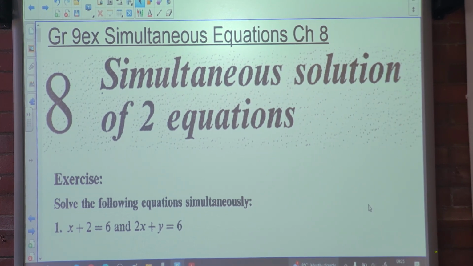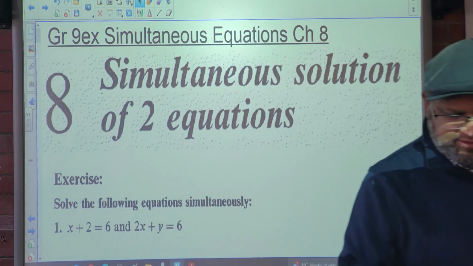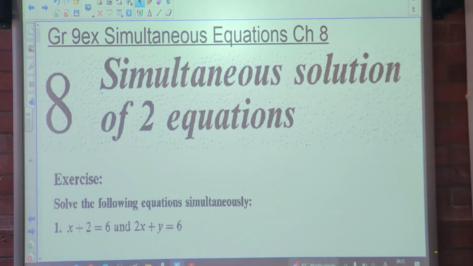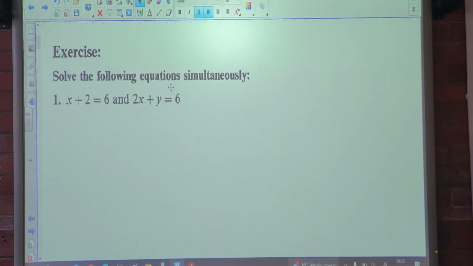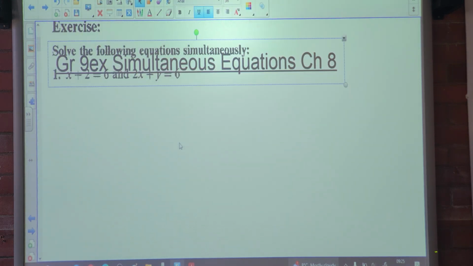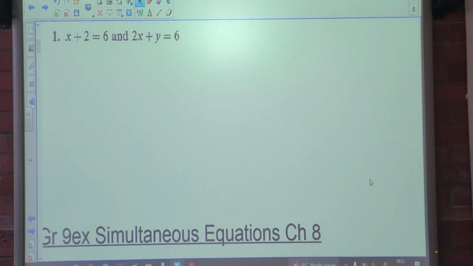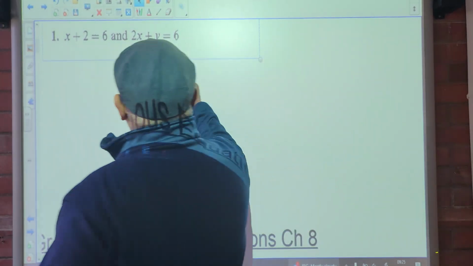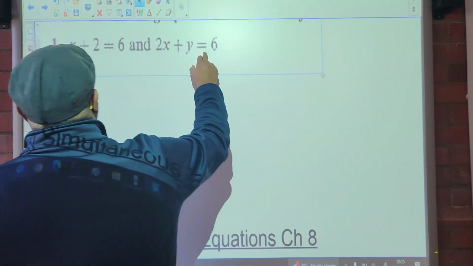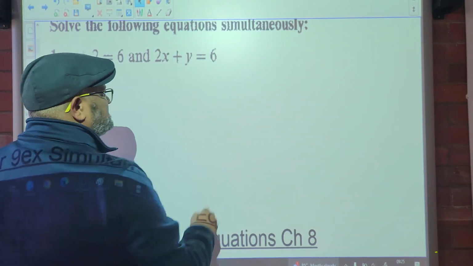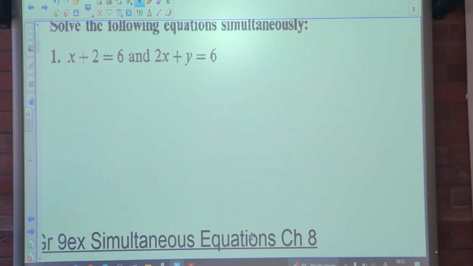So today we're looking at simultaneous equations, the exercise. As I indicated, we will be doing the odd numbers. Let's look at number one. The question says solve the following equations simultaneously, which basically means at the same time.